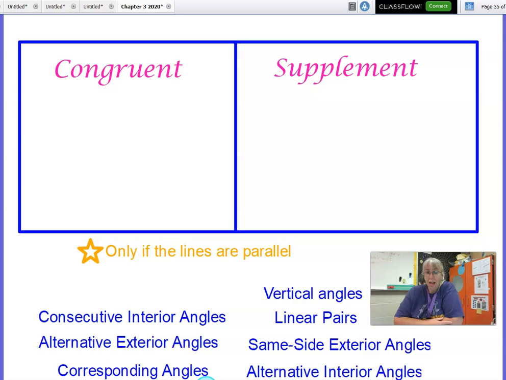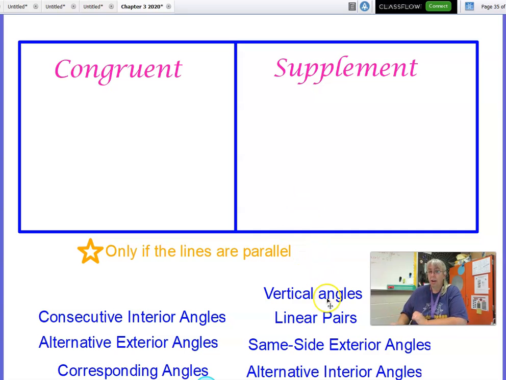First, I wanted to fill out our chart at the middle of page 32. This is going to help us with the next activity. So we noticed the other day that angles were either parallel, or either congruent, or they were supplements based on what they were. So if we look at our list down here, which one of these would always be congruent and which one would always be supplements?